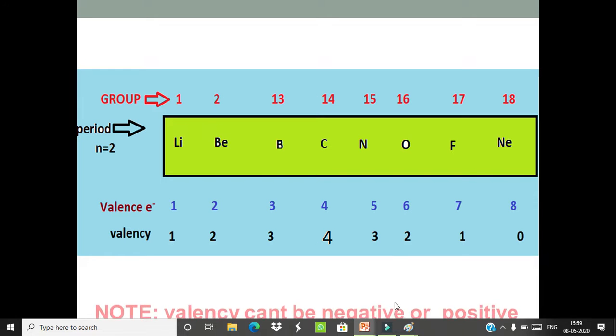Okay, so what about the periodic trend? If you notice the periodic trend, then what we see is, as we move inside a period from left to right, the valency gradually increases up to 4 and then decreases till group number 18, that is 0. And if we go from top to bottom inside a group, then valency remains constant.